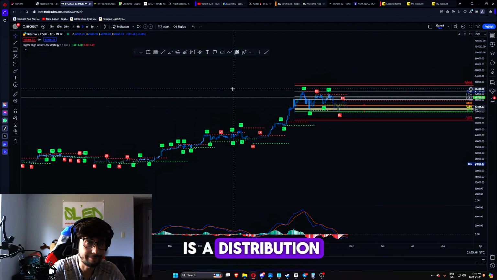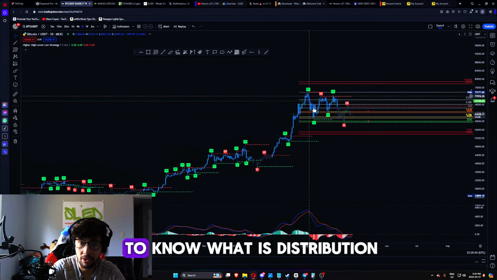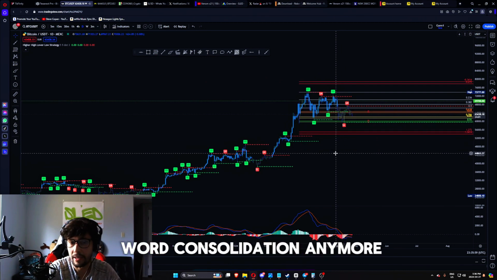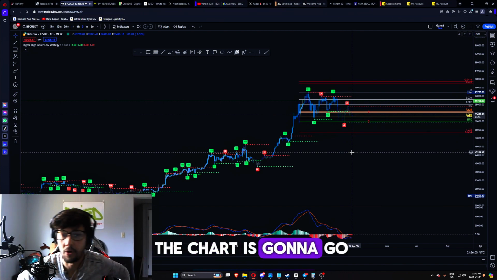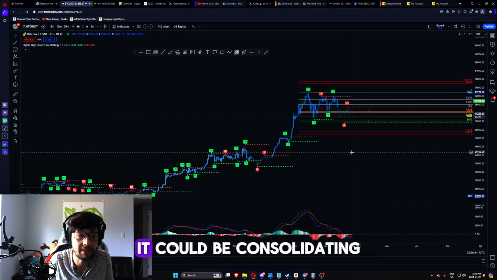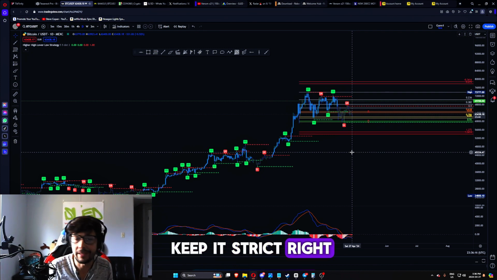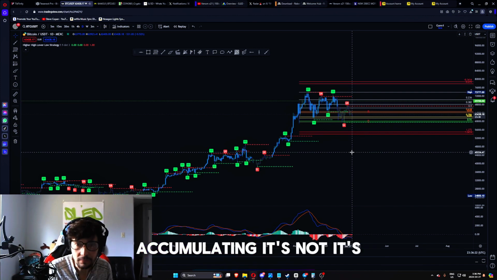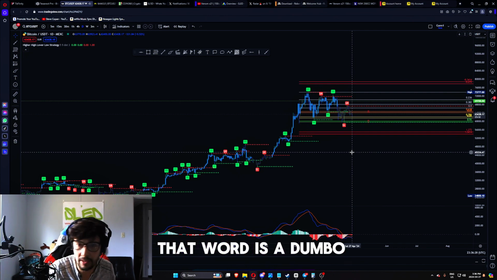I don't think this is a distribution because I use Bertha and I can spot turning points, right? You'll be able to know when it's distribution, when it's accumulation. You'll never be saying the word consolidation anymore. Consolidation is a word that traders use who don't know where the chart is going to go, and they use it to mask their lack of knowledge. They're like, oh, it's consolidating. That doesn't tell you anything. It could be consolidating and then it's going to go up or down. We here like to keep it strict, right? Is the market distributing or is the market accumulating? It's never consolidating. Whoever made up that word is a Dumbo.